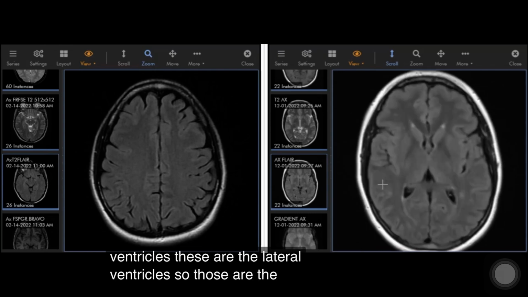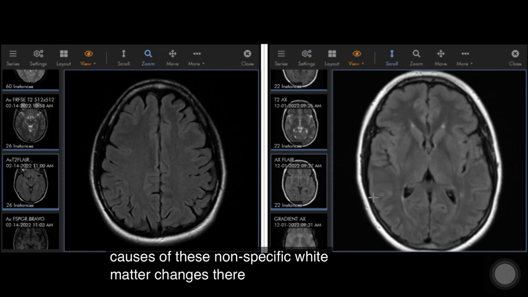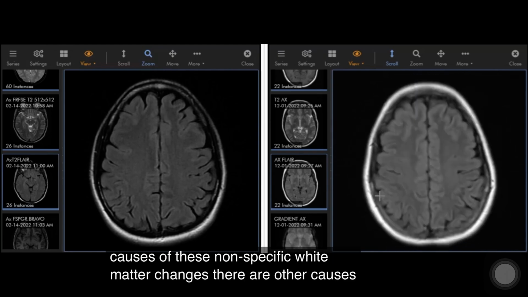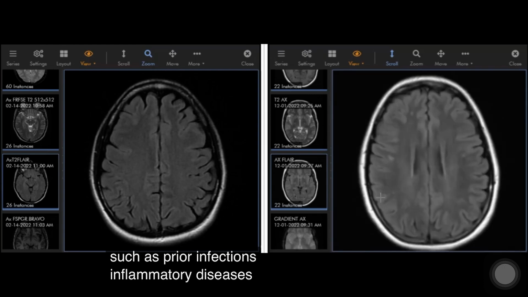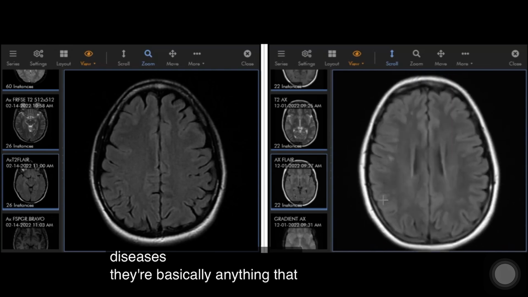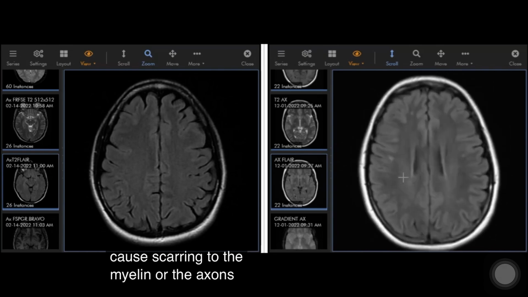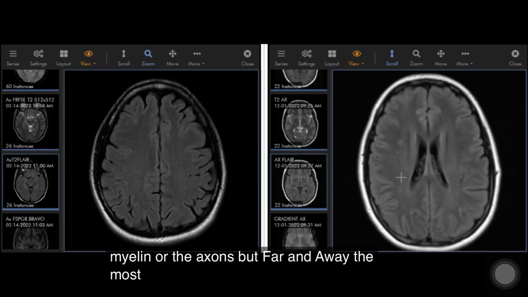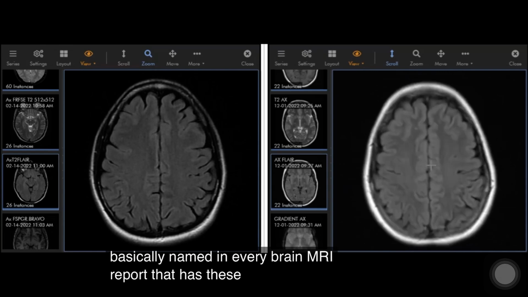So those are the most common causes of these non-specific white matter changes. There are other causes such as prior infections, inflammatory diseases, or autoimmune diseases. They're basically anything that can cause scarring to the myelin or the axons. But far and away, the most common cause is chronic microvascular disease, which is why it is basically named in every brain MRI report that has these findings.